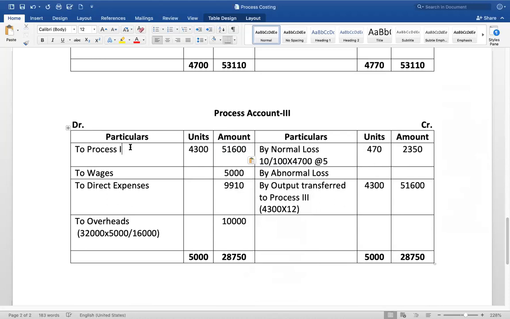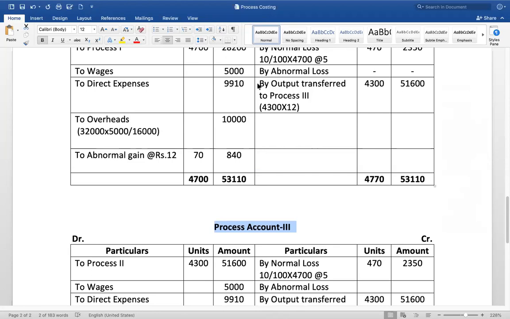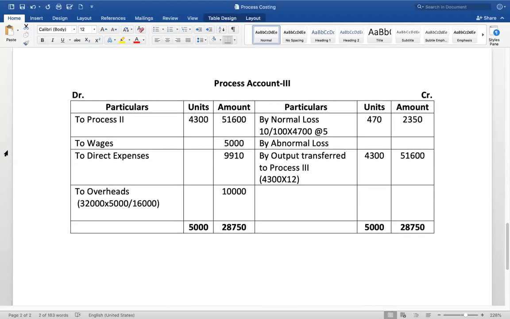So this is from process 1. We are doing the process 3 account. We have, by output transferred from process 2, the same amount we take here in process 3: 4,300 units, and the worth is 51,600.